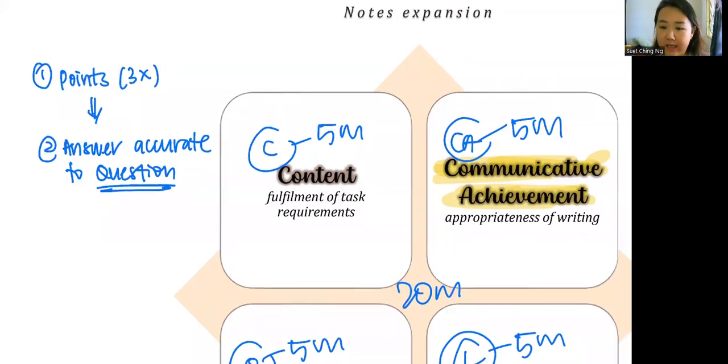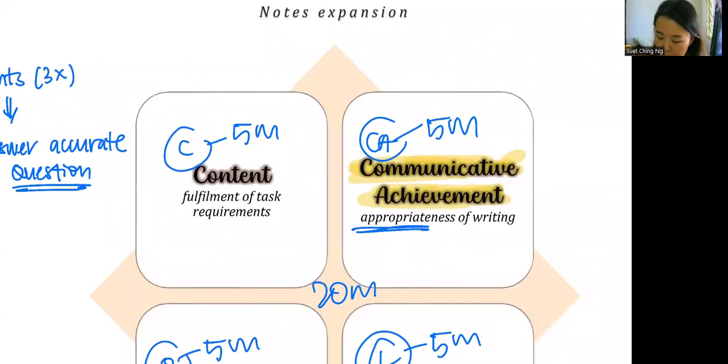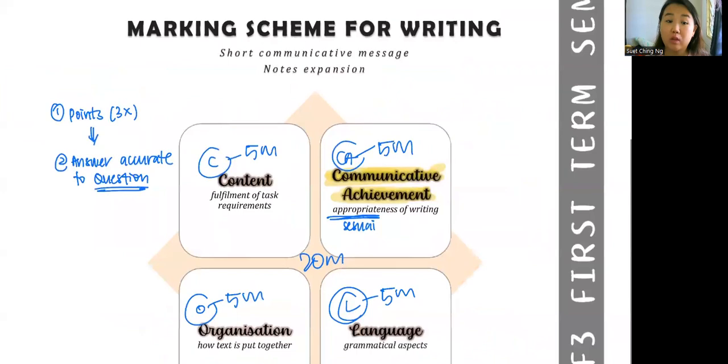Now, for communicative achievement, you're looking at appropriateness, kesesuaian, okay, whether it is suitable or not. And when you look at suitability, there's actually 2 things. Number 1, the factual part of it. That means in terms of your points, is it accurate to your question? Sounds the same as point, right? But a bit different. Why?